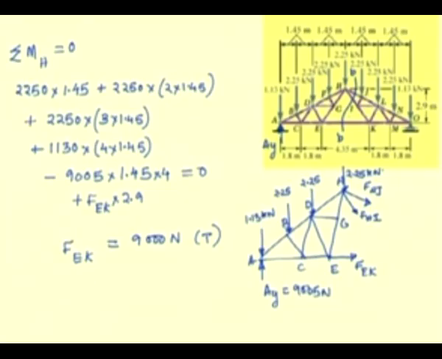Now, it is possible to move to the free body diagram of the portion which is sectioned by the section surface AA, that is, it passes through the members DF, DG, EG and EK. So, let us draw the free body diagram of this section.